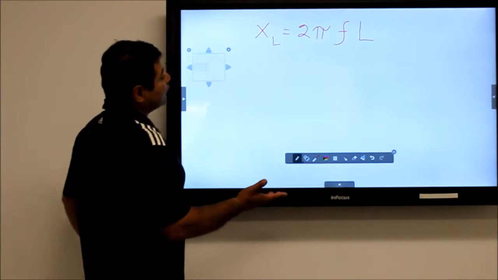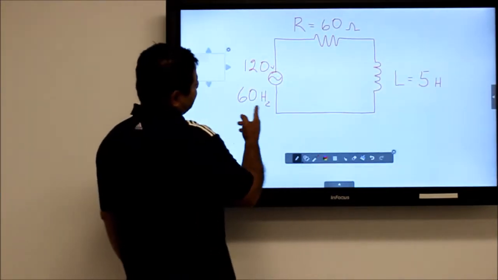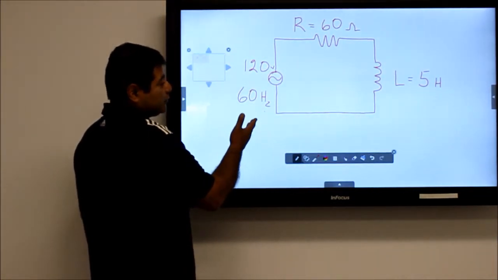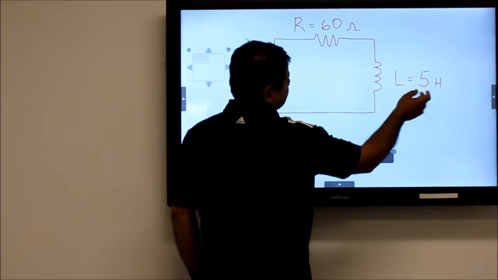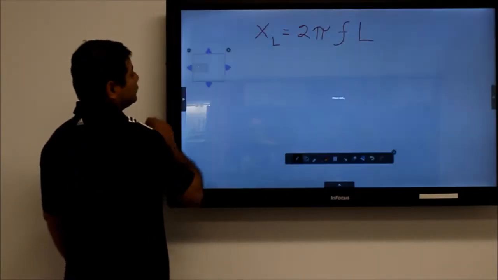Okay, so basically all you have to do is replace the values into that formula. So we have the frequency, it's right here, 60 hertz. Remember that hertz always gives you the clue that it's a frequency. And here we have the henries, which is the inductance. So you take these two values and you replace them into this formula.